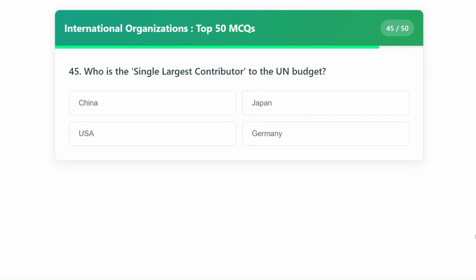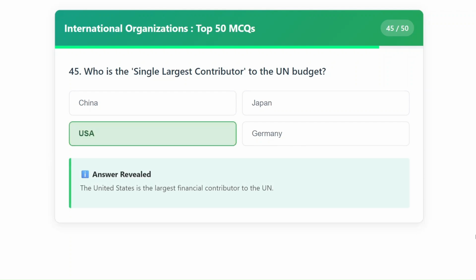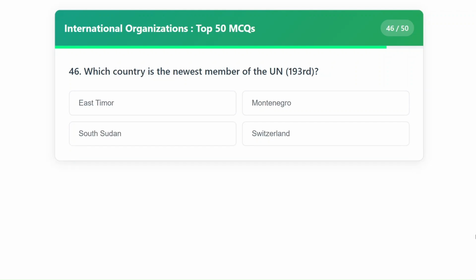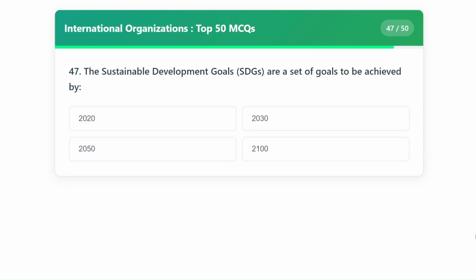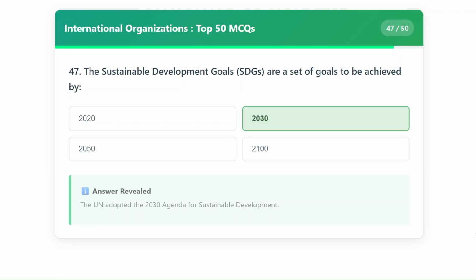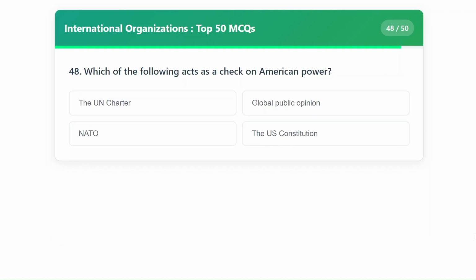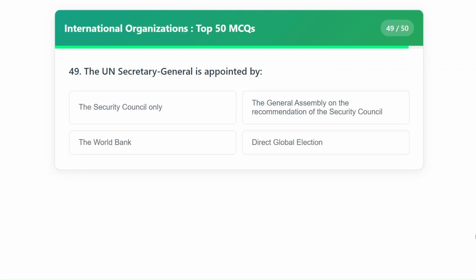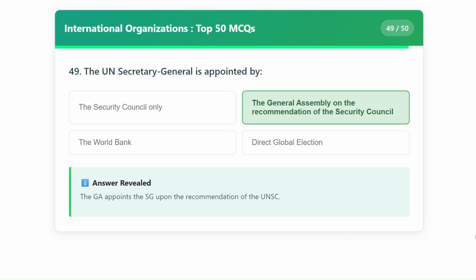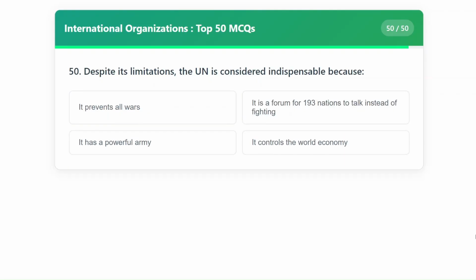Who is the single largest contributor to the UN budget? USA. Which country is the newest member of the UN? South Sudan. The Sustainable Development Goals are a set of goals to be achieved by 2030. Which of the following acts as a check on American power? Global public opinion. The UN Secretary General is appointed by the General Assembly on the recommendation of the Security Council.